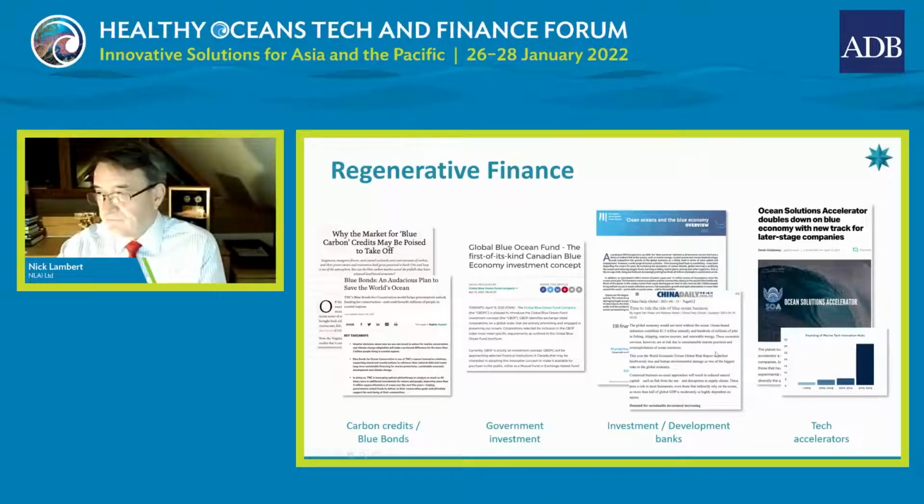This bottom right-hand graph here, I'm now going to be showing my PowerPoint skills by bringing up my laser pointer. It's very exciting. Down here, this is the founding of marine tech innovation hubs in the USA. You can see this massive growth between 2015 and 2019. And we're seeing more and more blue economy clusters, more and more approaches to achieve technology investment in the blue economy.